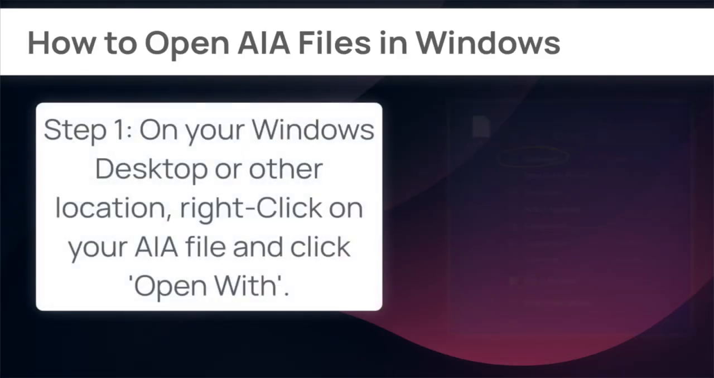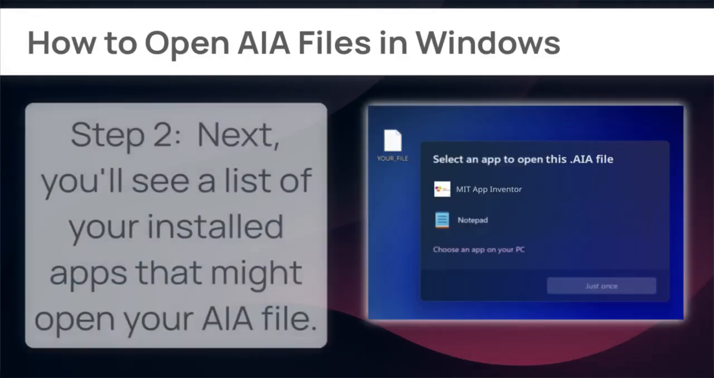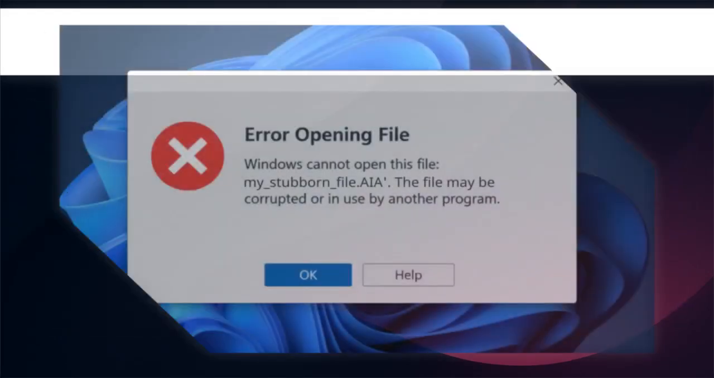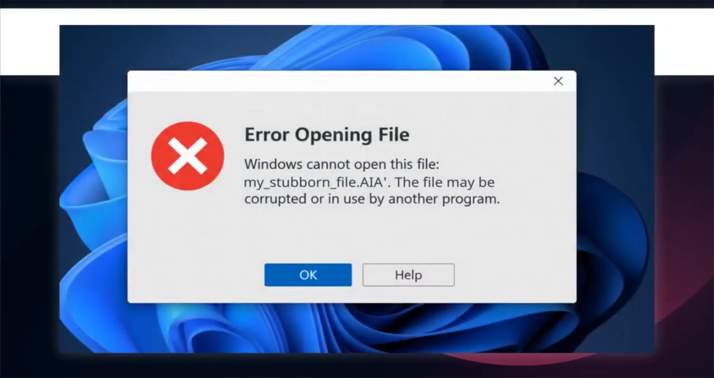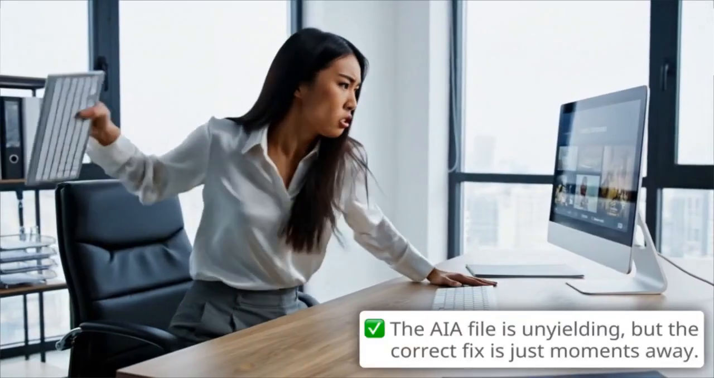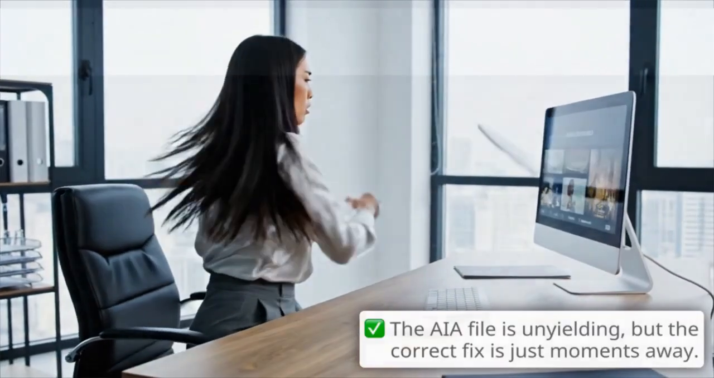Your first step in the technical sequence: right-click the AIA file and choose Open With. Use MIT App Inventor as your first test case. If it fails, choose another program immediately. If the AIA file is still refusing to open, it's expected. Due to the specificity of the AIA format, we can't skip verification. I need you to check off these crucial steps before we attempt the solution.